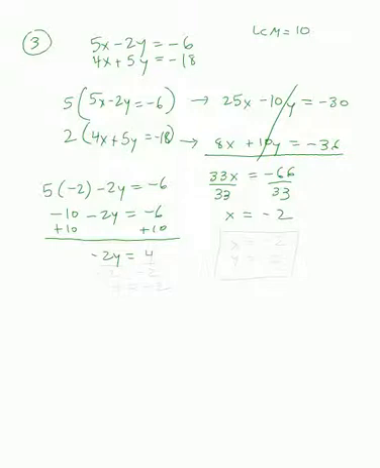I get negative 2y equals 4. Divide both sides by negative 2. I get y equals negative 2. And so x and y happen to be the same thing. I get x equals negative 2, y equals negative 2. Let me just write the answer this way this time.